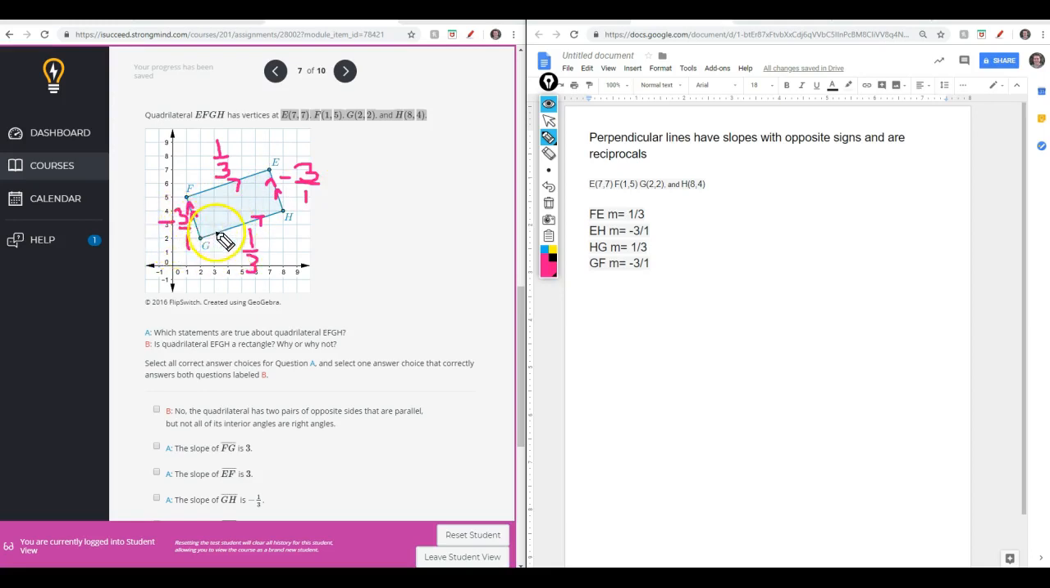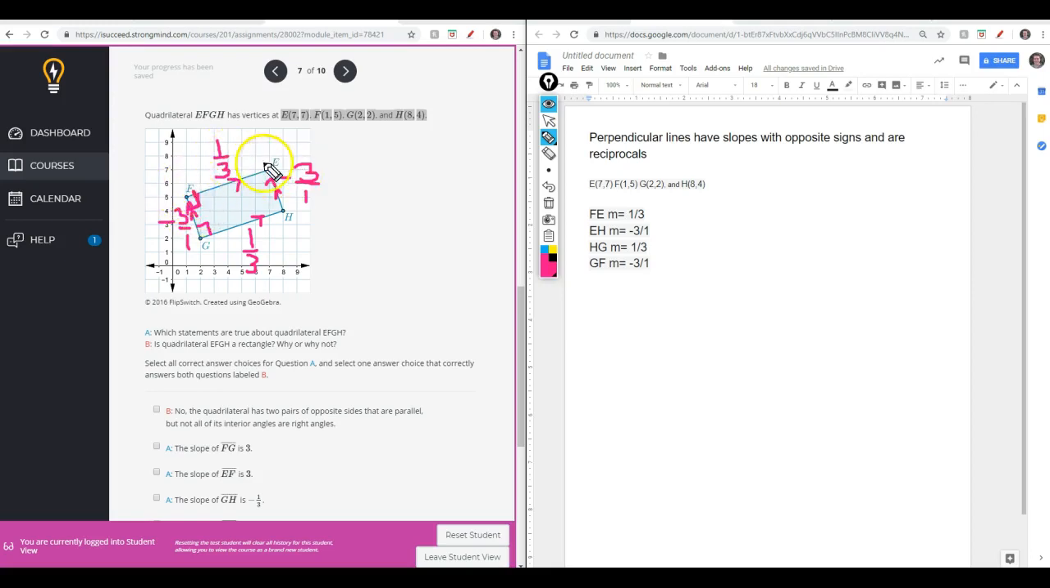So these two adjacent sides, FG and GH, have opposite signs and they are reciprocals. 3/1's reciprocal is 1/3. So that means that this is perpendicular, which means it's 90 degrees. So FG's other adjacent side would be FE. So these two slopes are opposites in signs, and they are reciprocals. So this corner right here is perpendicular. They are perpendicular lines, so that is a 90 degree angle.